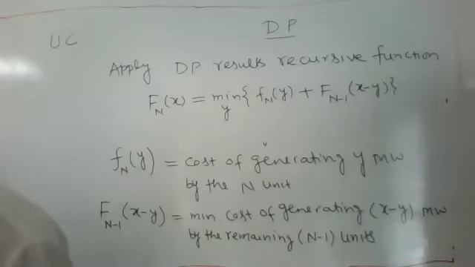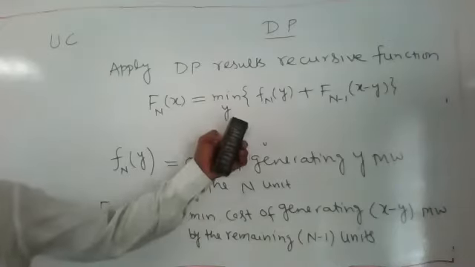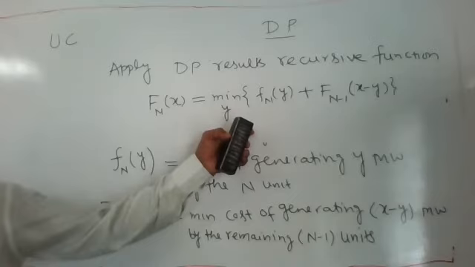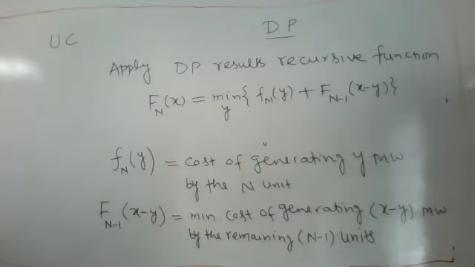By minimizing this function, this recursive relation, we can easily determine the combination of units which yields minimum operating cost for load ranging in convenient steps from the minimum permissible load of the smallest unit to the sum of the capacities of all available units.